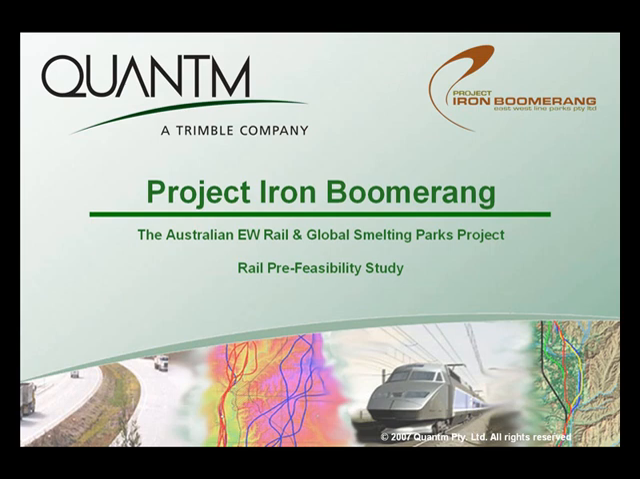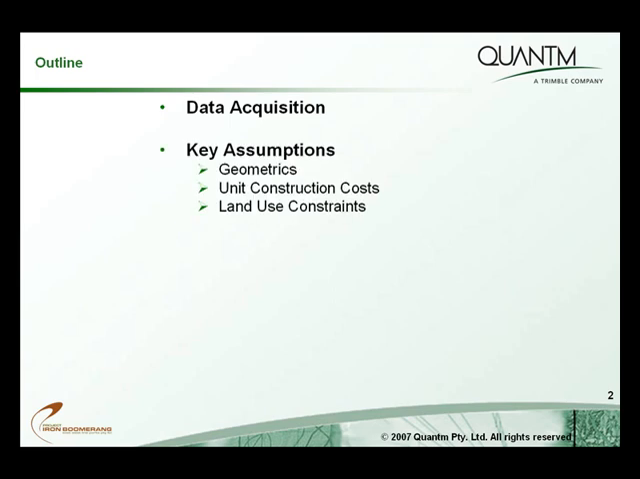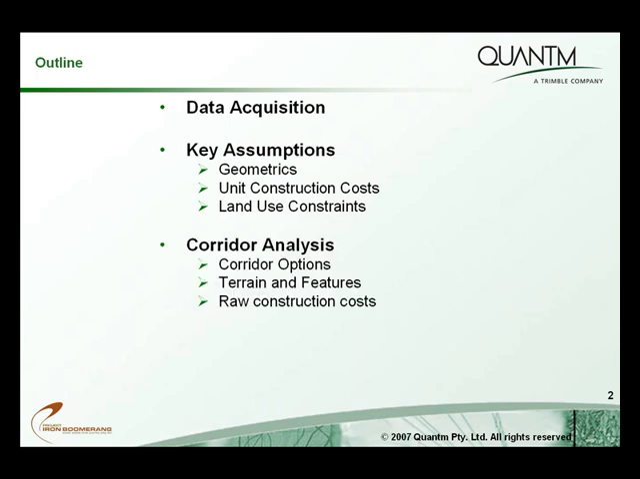Welcome to the Project Iron Boomerang, the Australian East-West Rail and Global Smelting Parks project. This presentation sets out the work done during the rail pre-feasibility study. The presentation will show the data that was acquired for the project and the key assumptions made. Outputs from the corridor analysis will be reviewed, and we'll finish with a flyover of the favoured corridor.